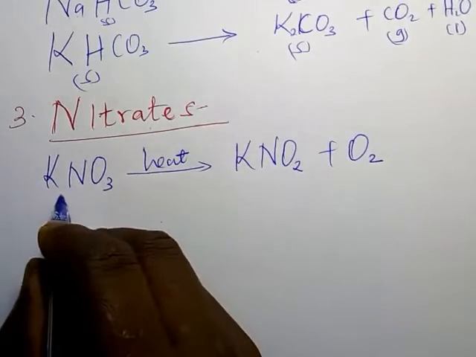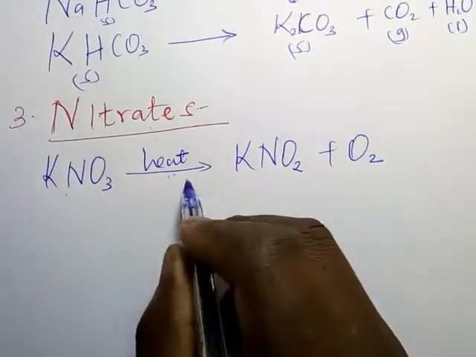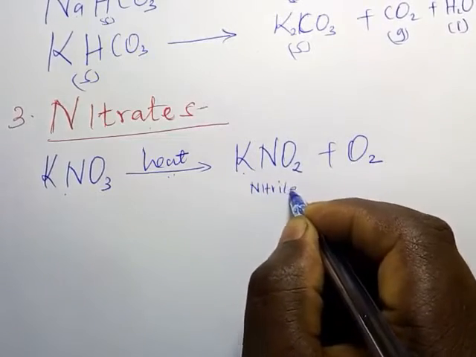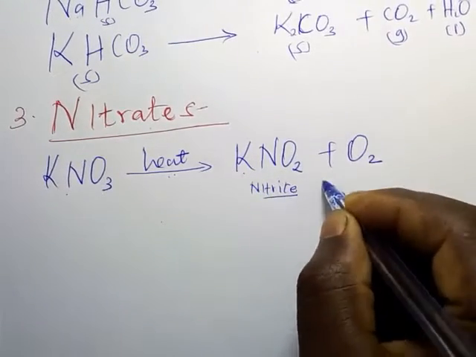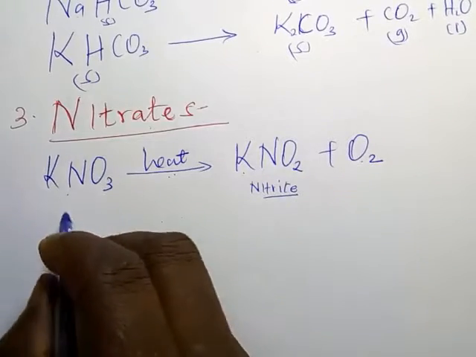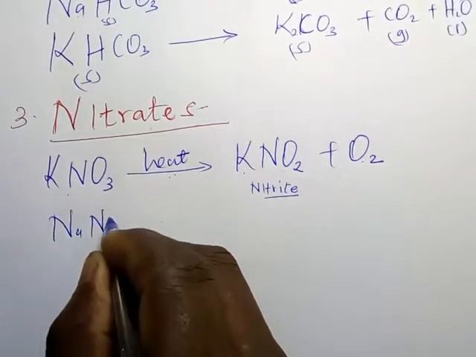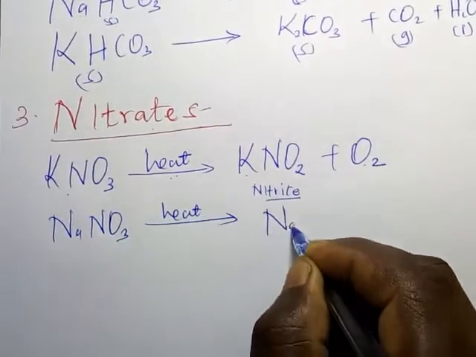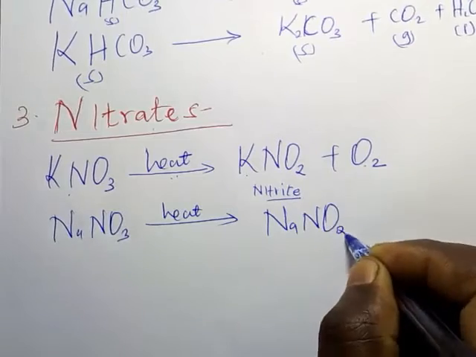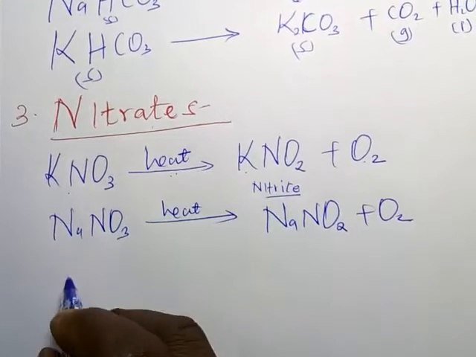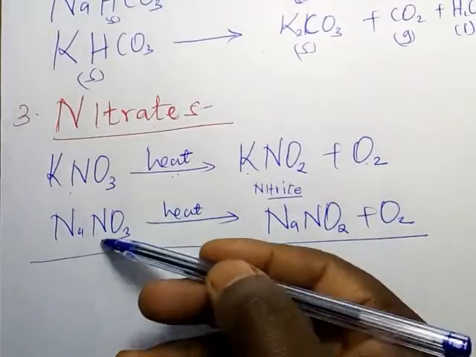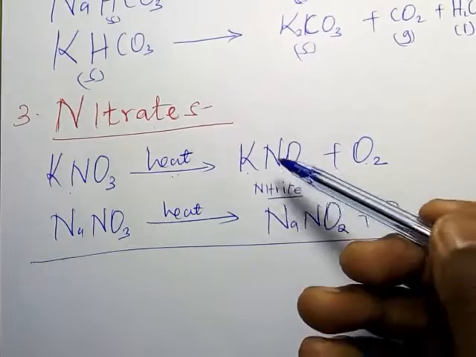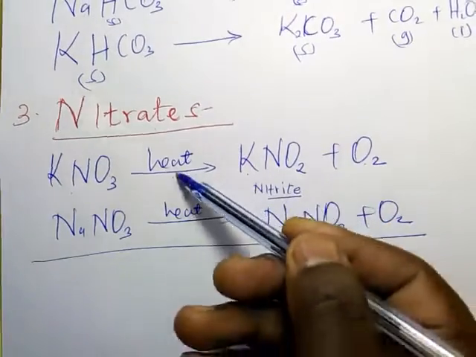So potassium nitrate, when heated, decomposes to form potassium nitrite plus oxygen. This one is nitrite. Also, sodium nitrate will decompose on heating to form sodium nitrite plus oxygen. So these are the metals higher in the reactivity series. These are the products formed when they are heated.